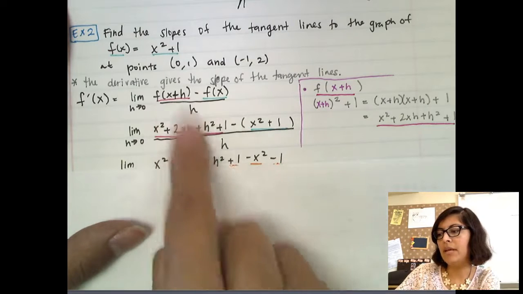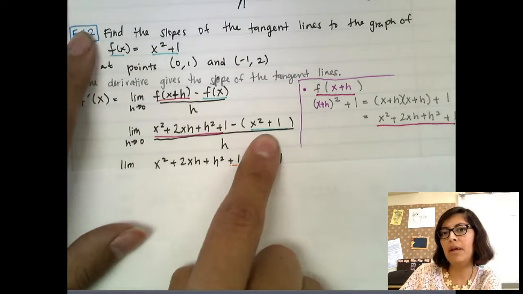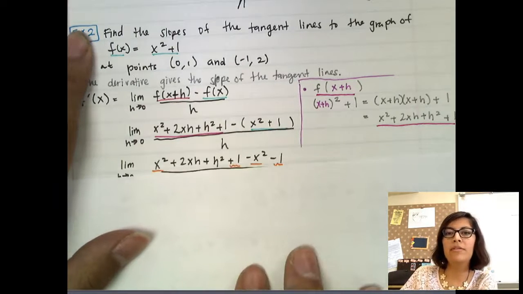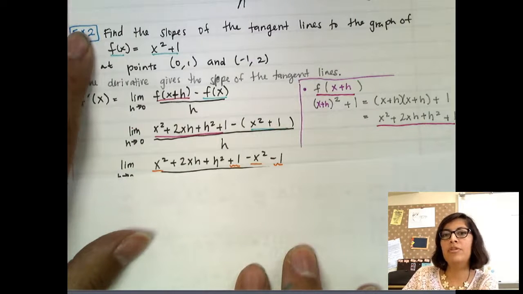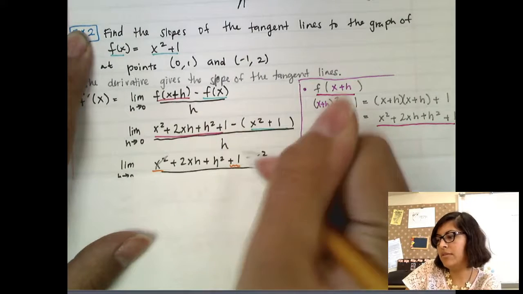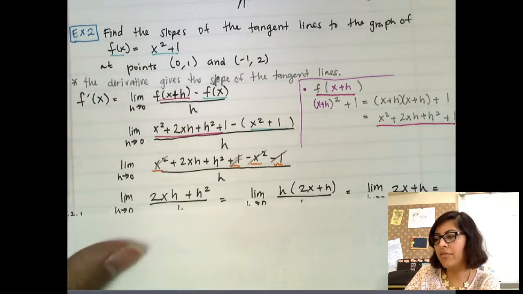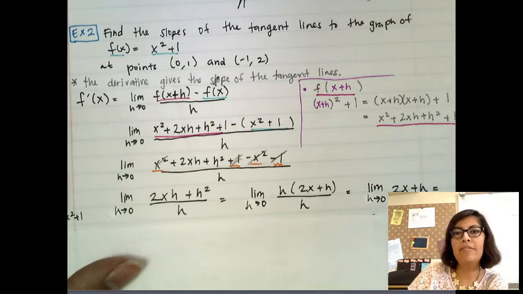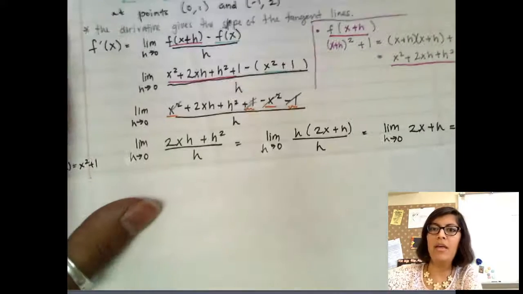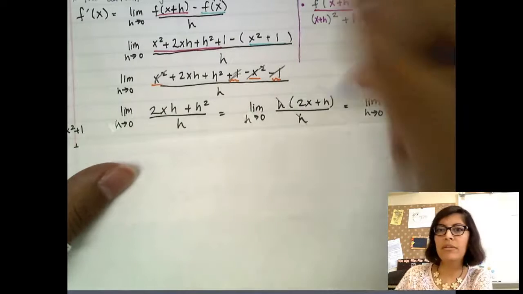So these two are plugged in. This one, f of x, again comes from our function up here. I plugged it in right there. Don't forget to distribute your negative. When you distribute the negative, now we can collect like terms. These x squareds are going to cancel out. These 1s are going to cancel out. All over h, and now we can factor out an h. And the h's cancel.